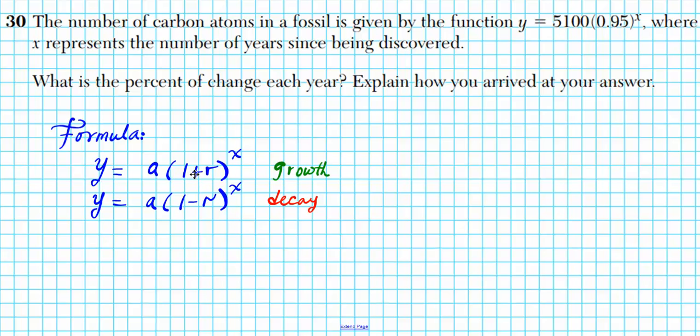For growth, you add the growth rate in decimal form to 1, and in decay, you subtract the growth rate in decimal form from 1. Okay? In a radioactive situation, as we talked about earlier, when an organism dies, what happens to the amount of radioactive carbon that's left in that organism over time? It diminishes, right? It starts to decay.